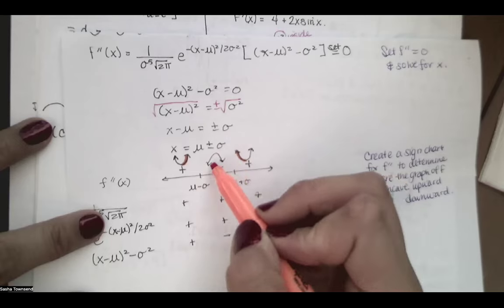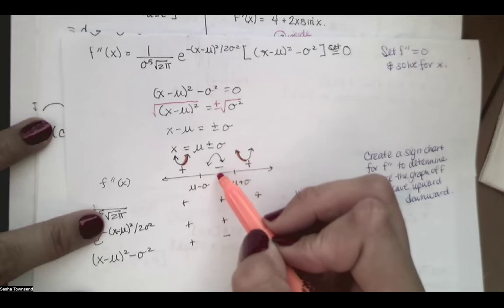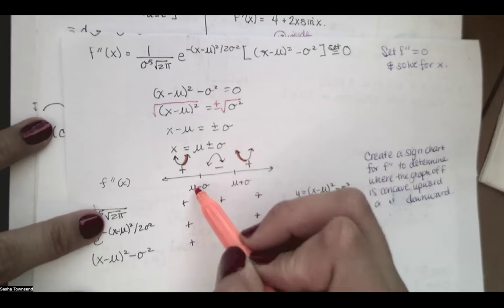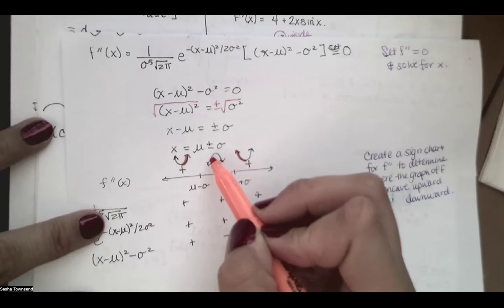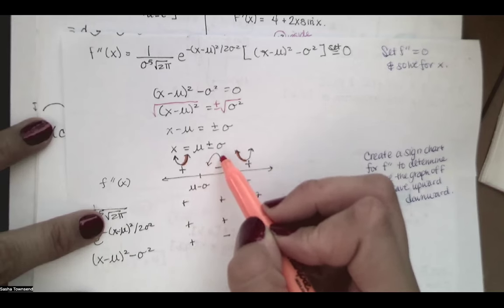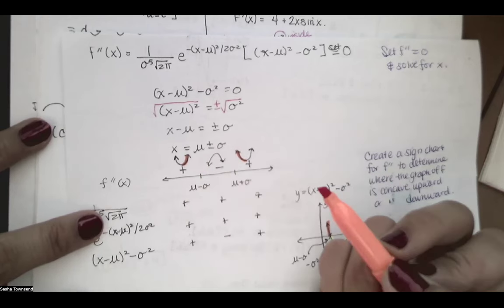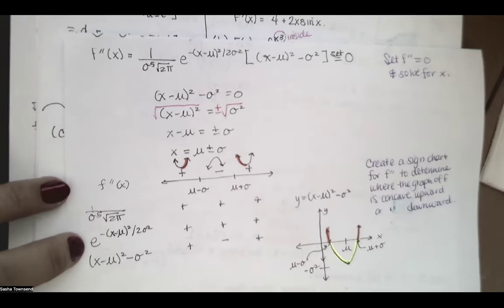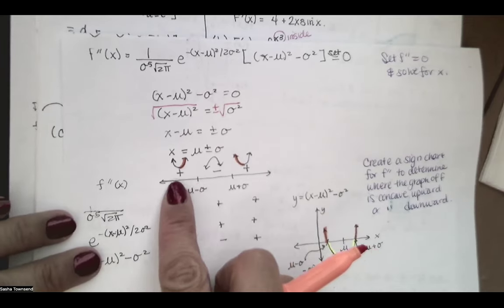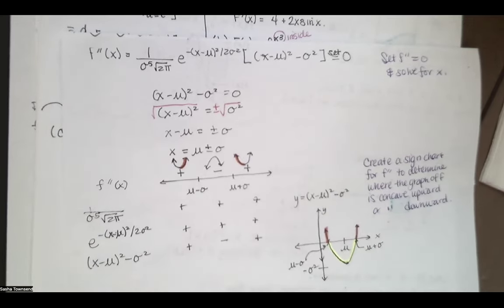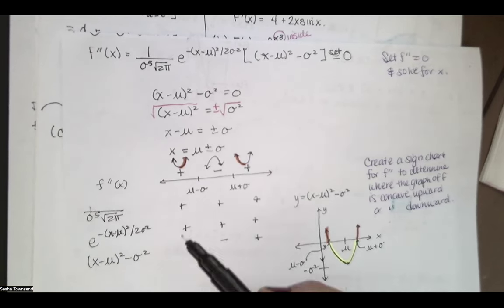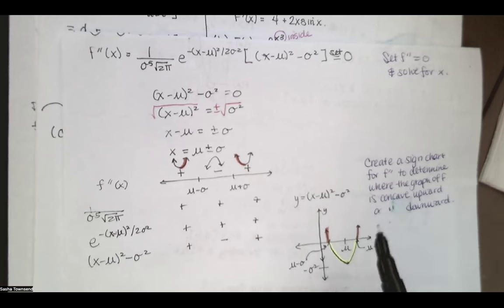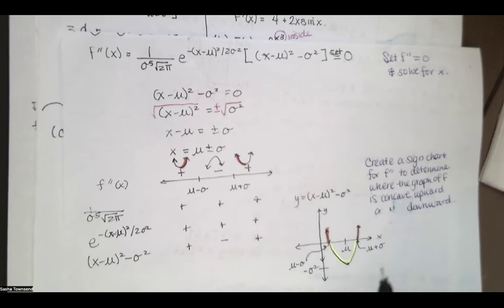And on this interval, when it's concave downward, the mean is right in between the mean minus the standard deviation and the mean plus the standard deviation. So the mean is right here. And the function is increasing concave downward and then decreasing concave downward. And that's exactly what we see when we look at that sort of parabola representing the function. They say, okay, well, f double prime changes signs at this location and this location. So those two x values must correspond to points of inflection of the original function.